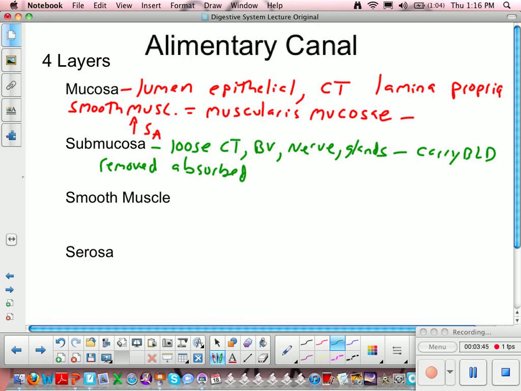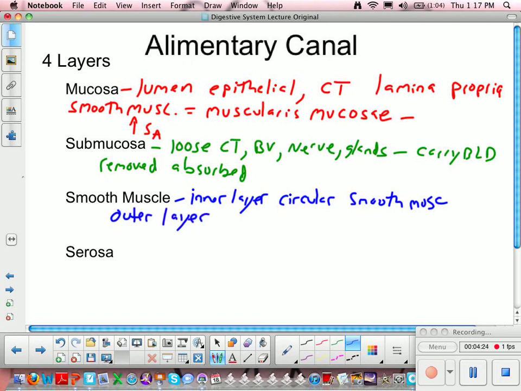The smooth muscle layer has an inner layer of circular smooth muscle. And that inner layer, it's called circular, but it's actually spiral around the smooth muscle layer. And the outer layer is longitudinal, so it runs the length of the canal.